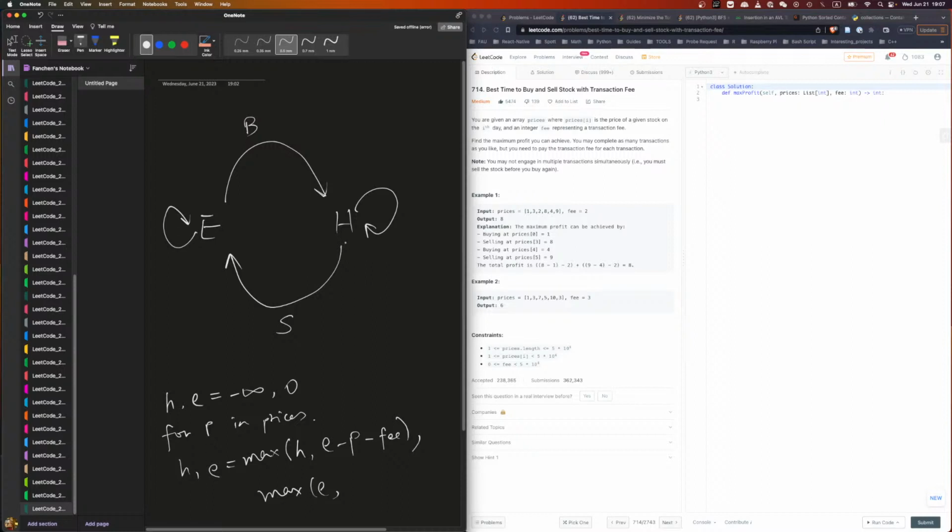Oh, sell, my bad. Holding state can sell, right? So next holding state can sell. So actually it's plus P. Now it's H, the current holding state. No, you're wrong. To arrive at the holding state is from previous empty state minus P, and then to arrive at empty state is by itself or the previous holding state, sell, plus P, and then minus fee.